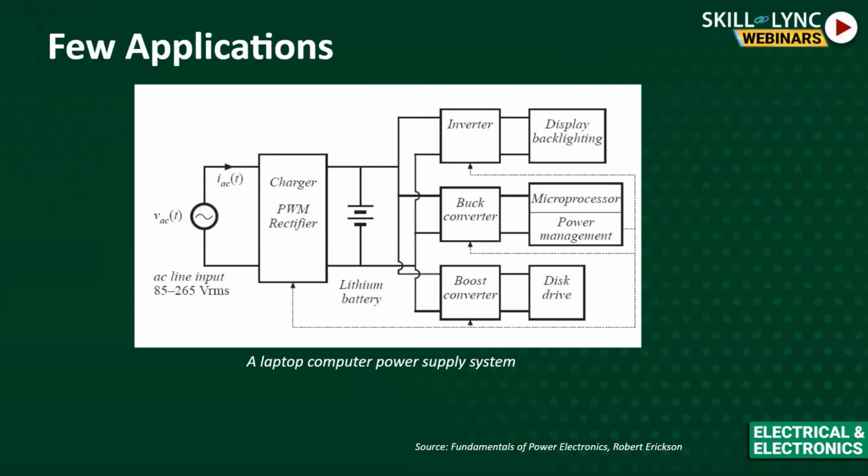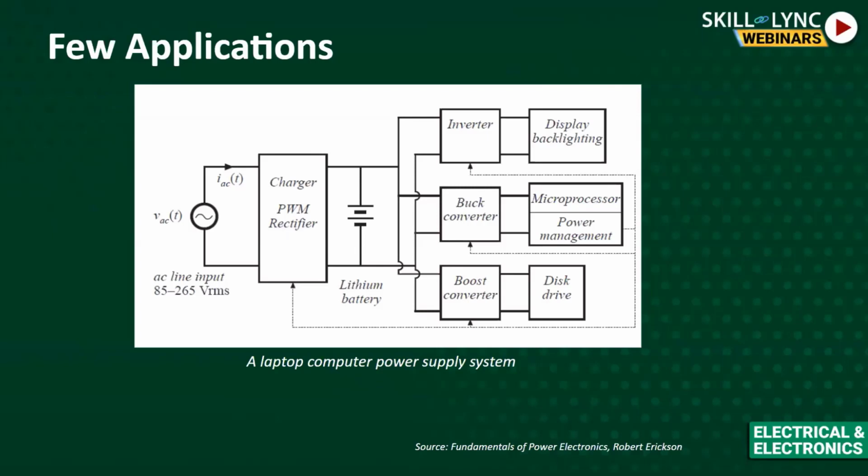So you have various loads in the computer power supply. One, you need a supply for the display backlighting. You need a supply for the microprocessor, which is in the computer, and you also have a lot of power management ICs in the computer. There you need a supply, and you also need a supply for your hard disk. So there are different requirements. For the display backlighting you need an AC voltage, of course. You need an inverter, the switching inverter for the display backlighting. And so this DC from the lithium battery is converted to AC by this inverter.